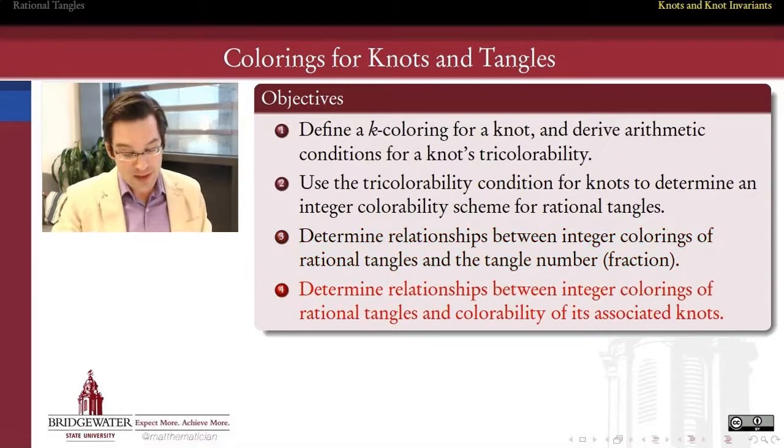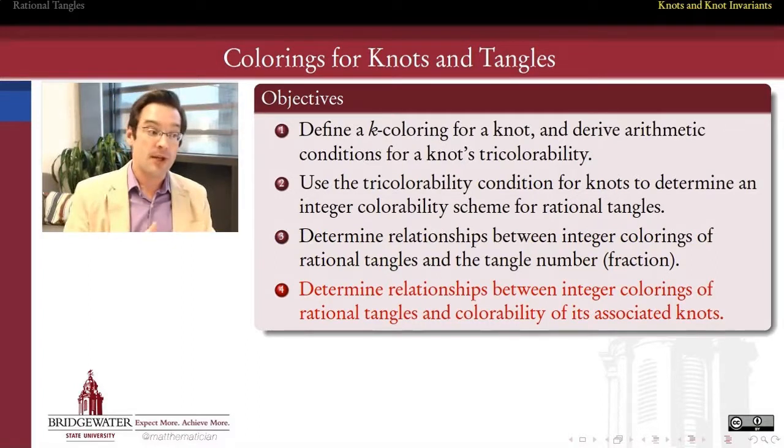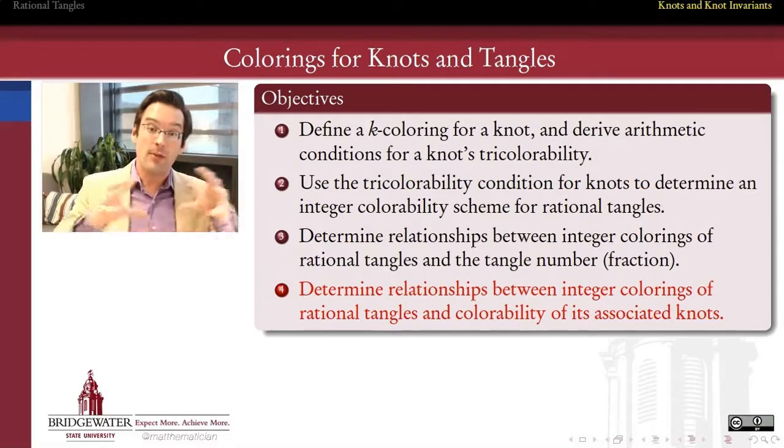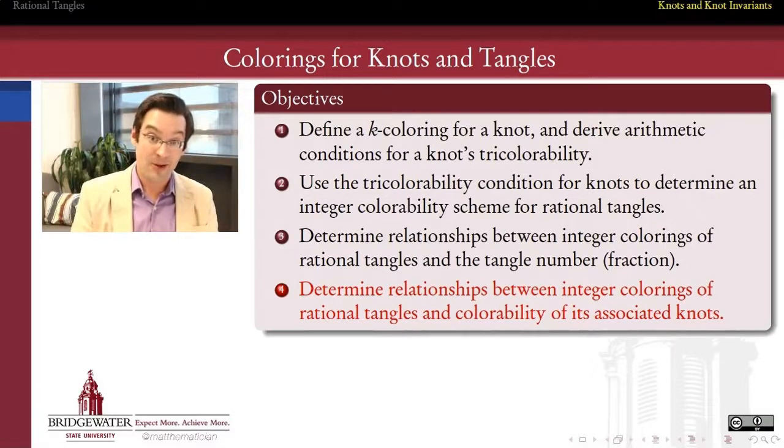And then finally, we want to know what are the relationships between those integer colorations of tangles and the colorability of knots that are associated with those tangles. So if I have a rational knot, that knot is going to be the numerator closure of some rational tangle. So how does the colorability of that tangle relate to the colorability of the knots that we can make out of that tangle? So there's quite a lot here, and our first step is going to be to figure out what does it mean to K-color a knot, and how does that relate to some questions about algebra and algebraic structure.